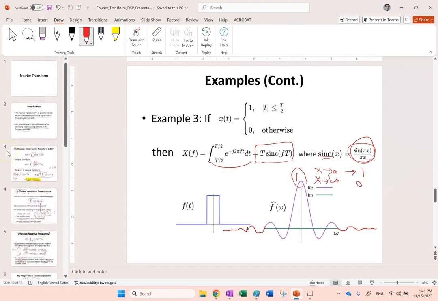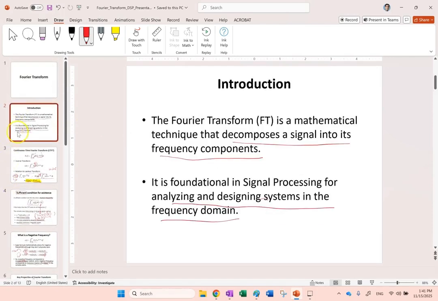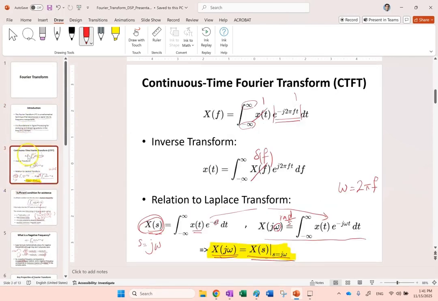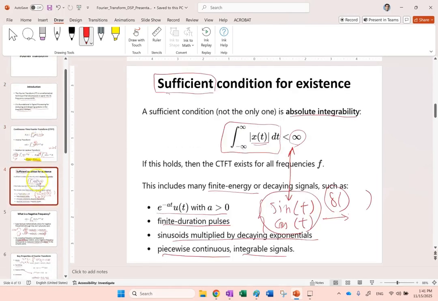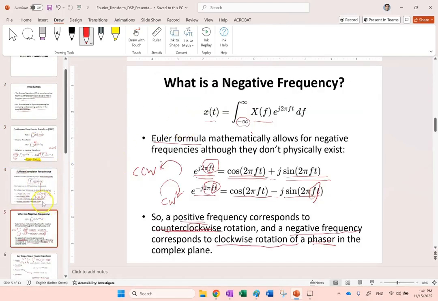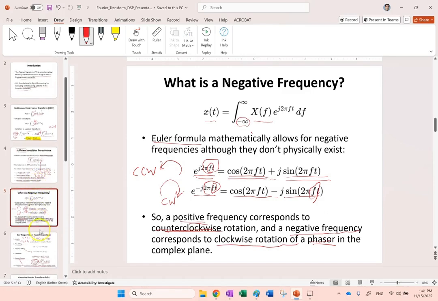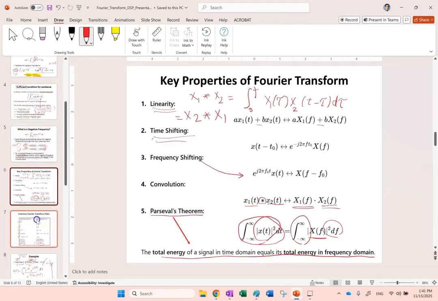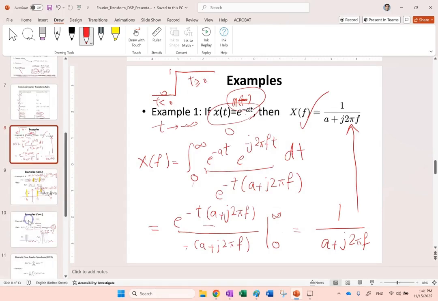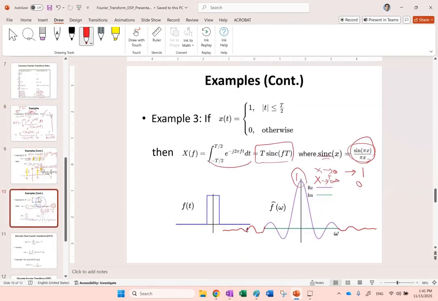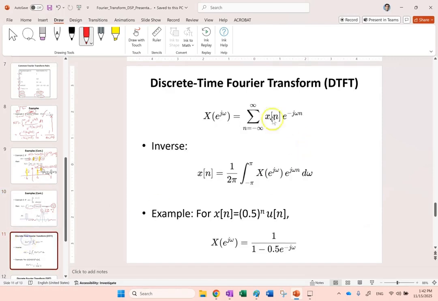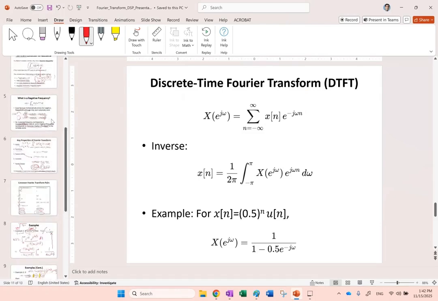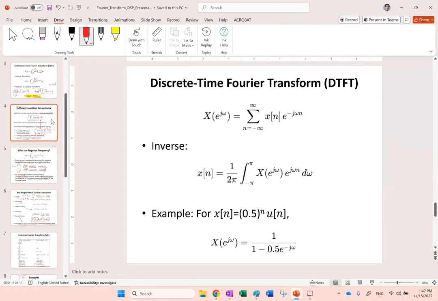Okay, so hopefully now you know some basics about continuous time Fourier transform, why we use it, under what condition it exists, what is the negative frequency, what are some key properties, common pairs of it, along with several examples. And we're going to use more and more of it in the next lecture when we talk about the discrete time Fourier transform, DFT, DTFT, and finally FFT.